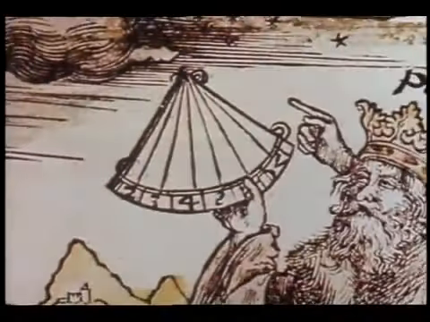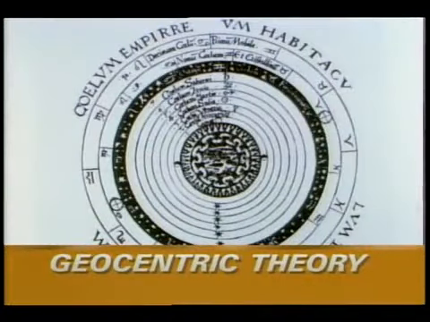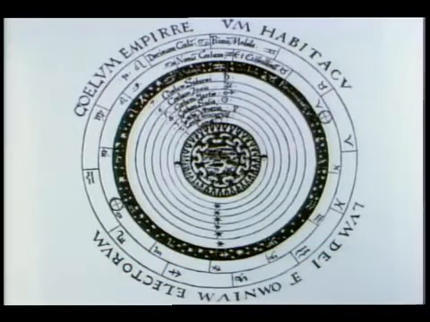Later, about 150 AD, Ptolemy presented the geocentric theory, the belief that the Earth is stationary at the center of the universe, with the sun, moon, stars, and planets revolving around it in complex orbits.